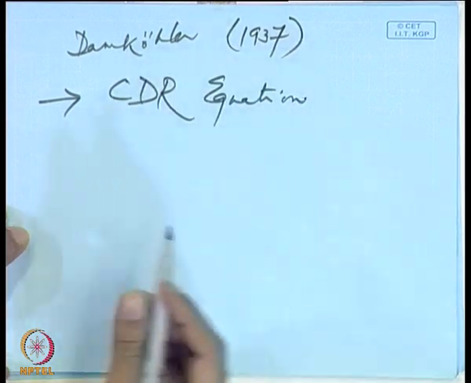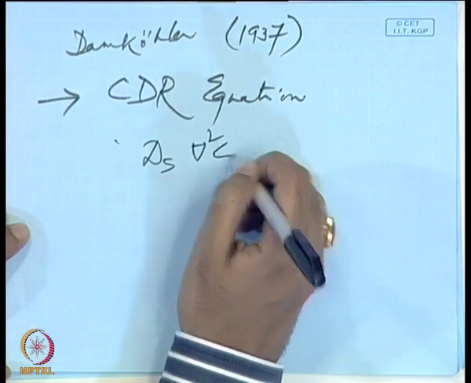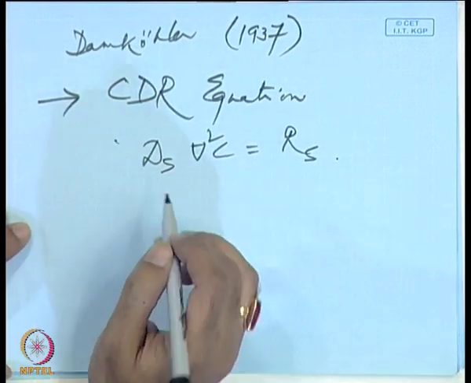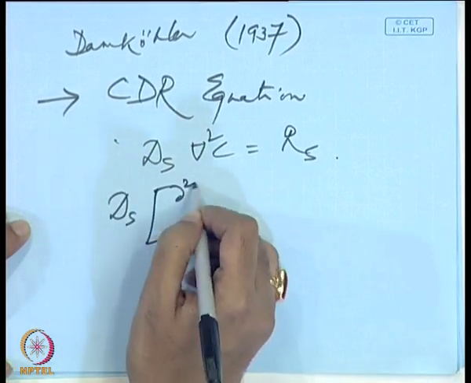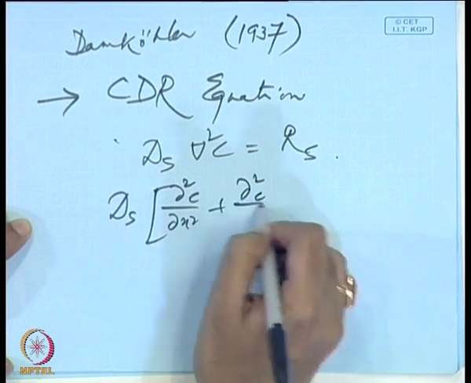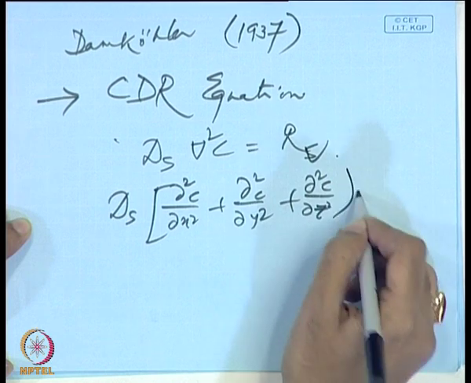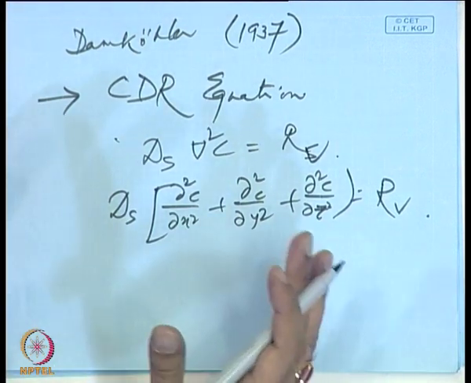He is the one who wrote the CDR equation, that equation that we write over here all the time, D s times the Laplacian of C equals R of S or something. He is the first one who wrote it, in x, y, z coordinates: D s times del 2 c del x square plus del 2 c del y square plus del 2 c del z square equals R v. If you come to think of it, in 1937 to write something like that was a big deal, because it is not just writing an equation, it is bringing together the concepts that are embedded in that equation. So, he was the first one who wrote the CDR equation.